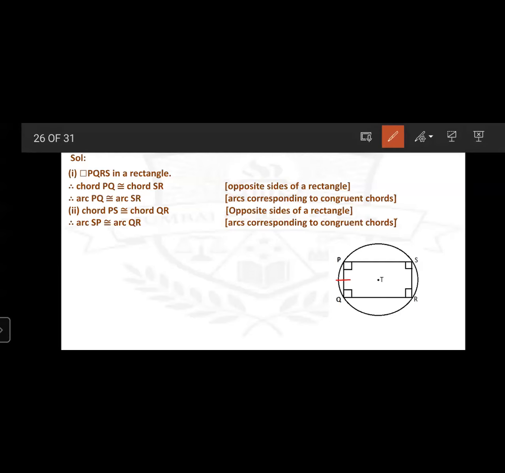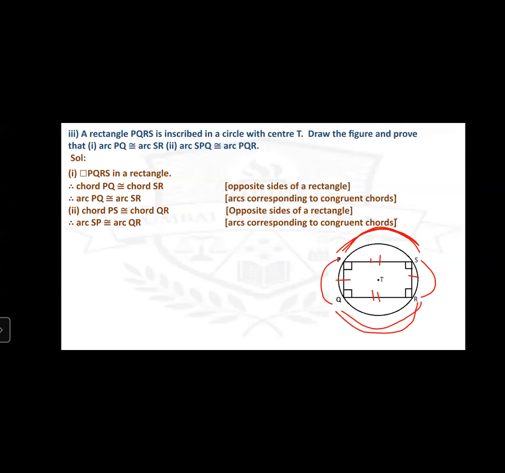See, this side is equal to this, which means this arc is also congruent to this arc. This side is congruent to this. Okay, chord is congruent to this, so this arc is also congruent to this arc. That is the arc corresponding to congruent chord. Then next, the measure of arc SP and QR.